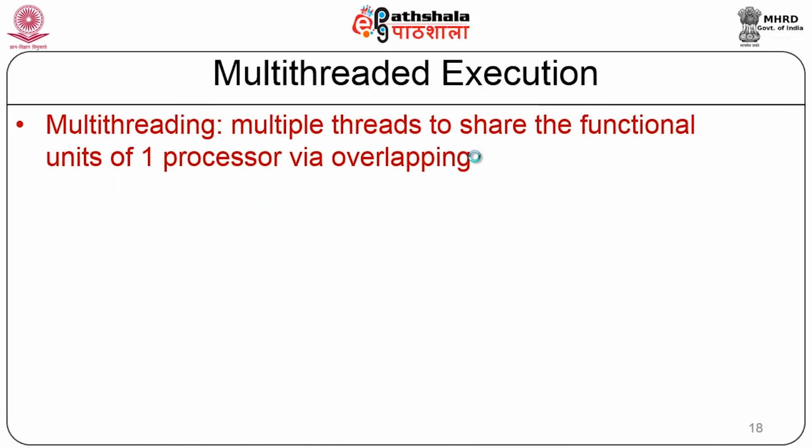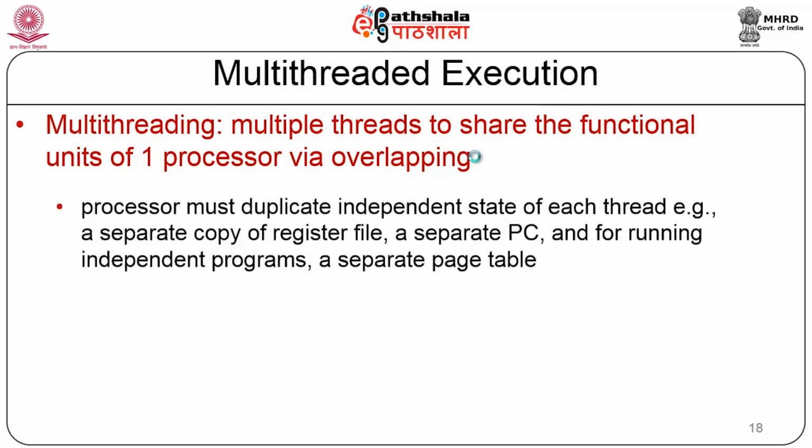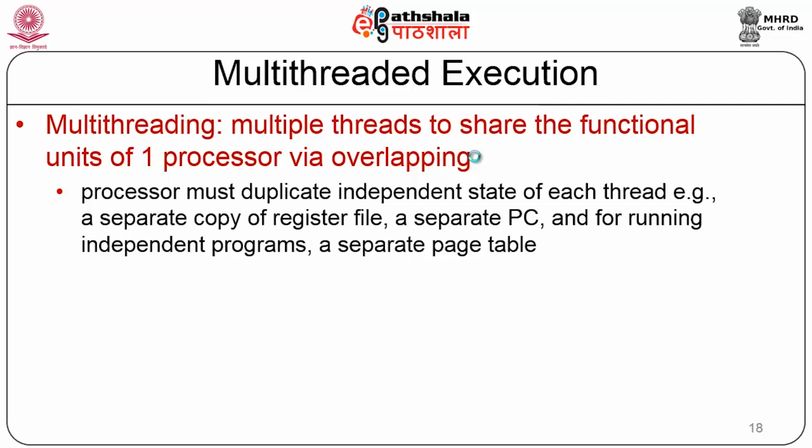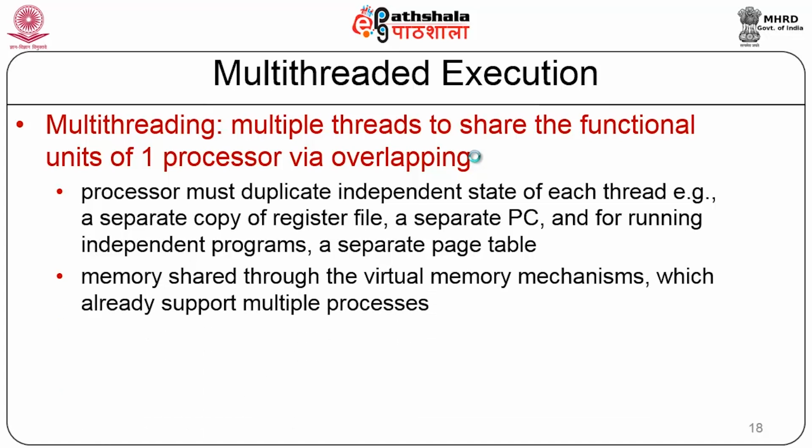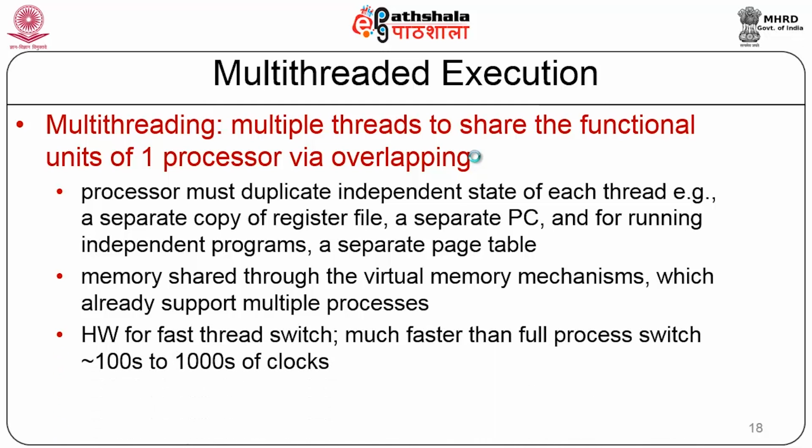When you look at multithreaded execution, multiple threads share the functional units of one processor via overlapping. So the processor must duplicate the independent state of each thread. For example, a separate copy of the register file, a separate program counter, and for running independent programs, a separate page table. And memory sharing obviously happens through the virtual memory mechanism, which already supports multiple processes. And the hardware for fast thread switch should be there.